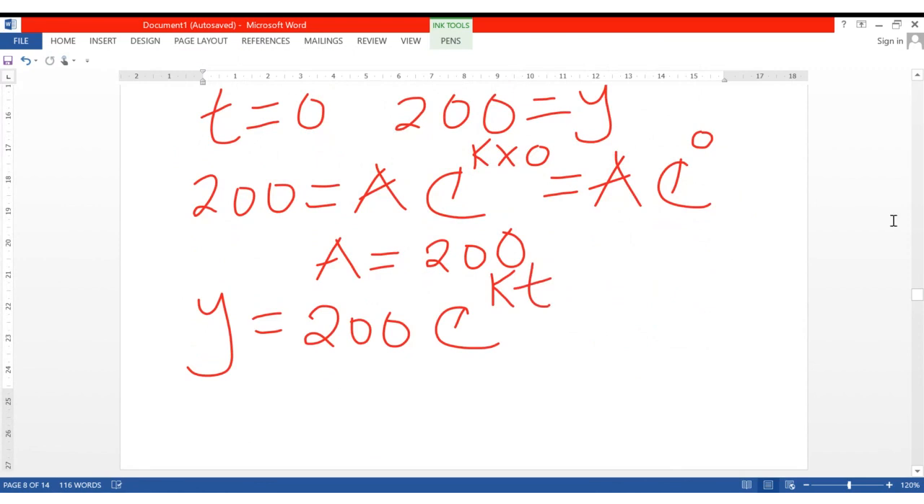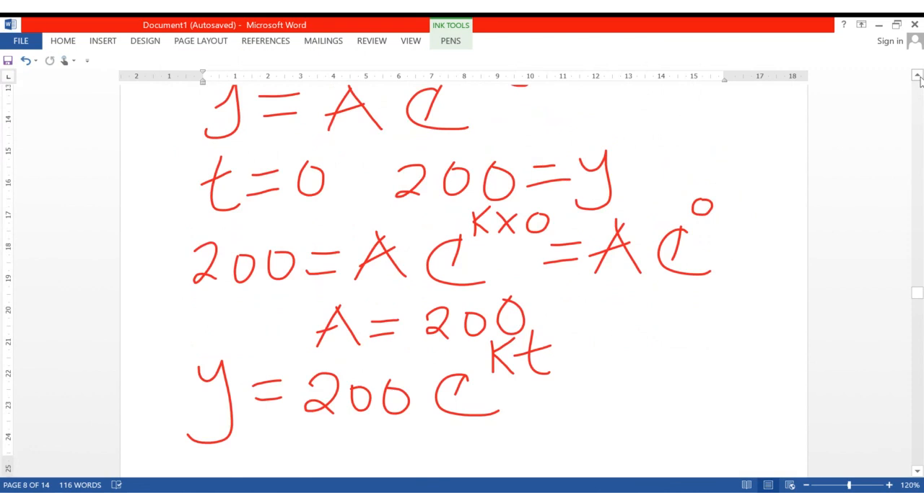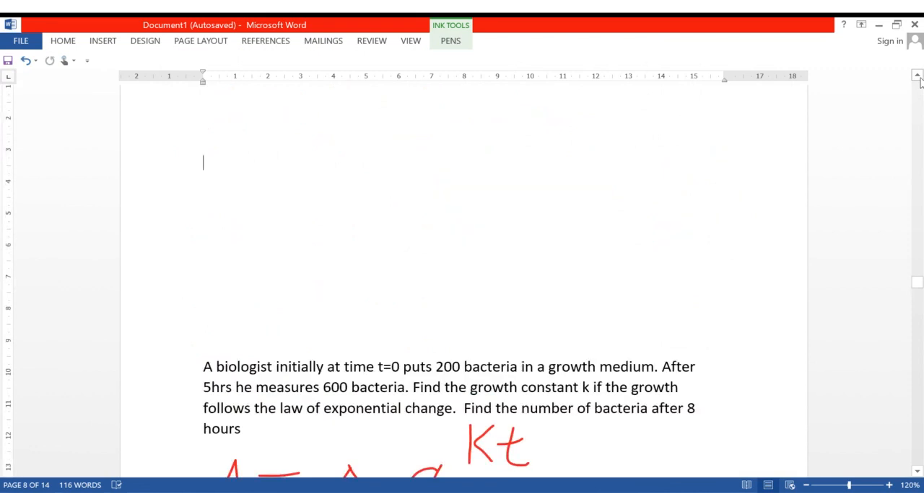That's what I have. I go up, we see what we are solving. So they are saying the second condition, after 5 hours, he measures 600 bacteria. So the second one will be able to assist me now to get the value of K. So after 5 hours, he measures 600.